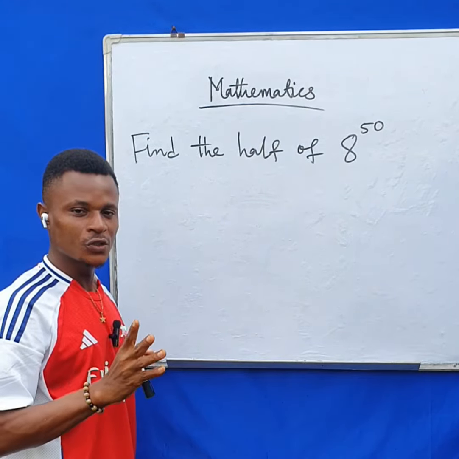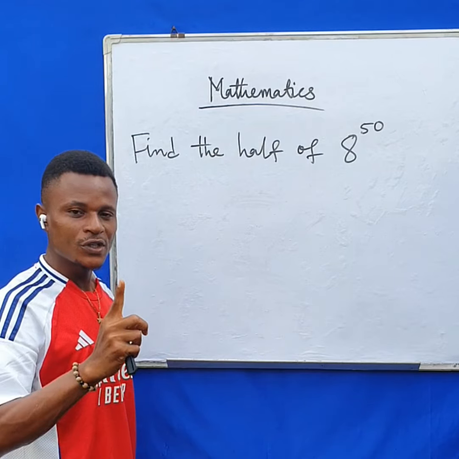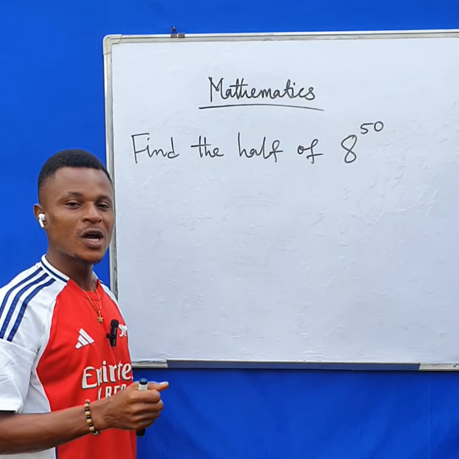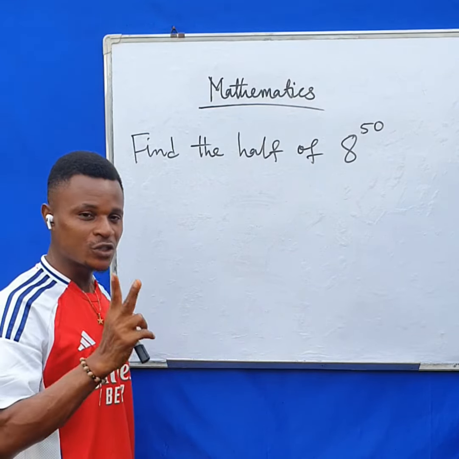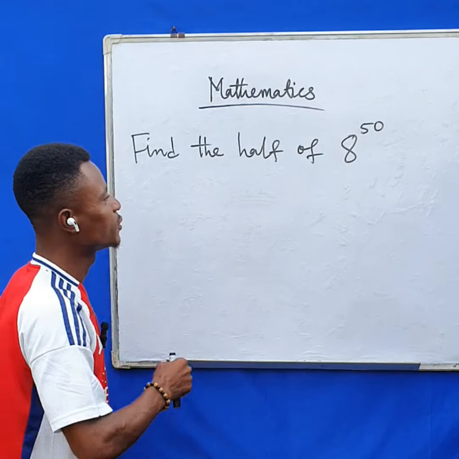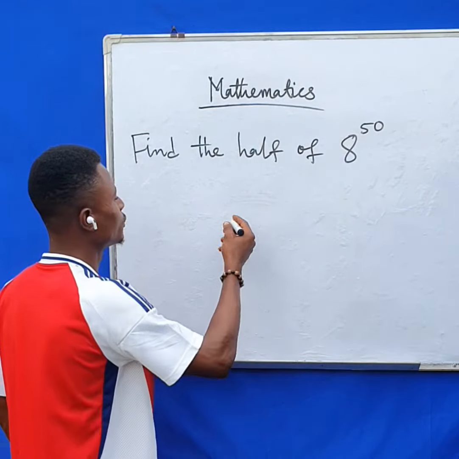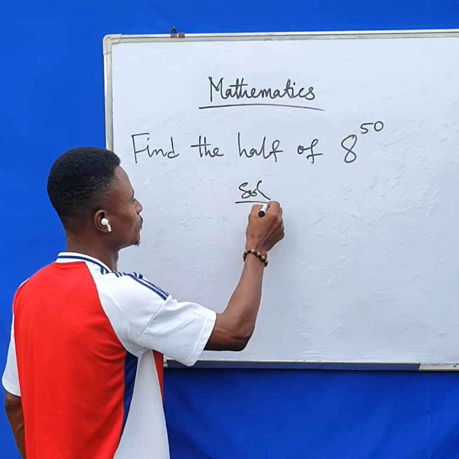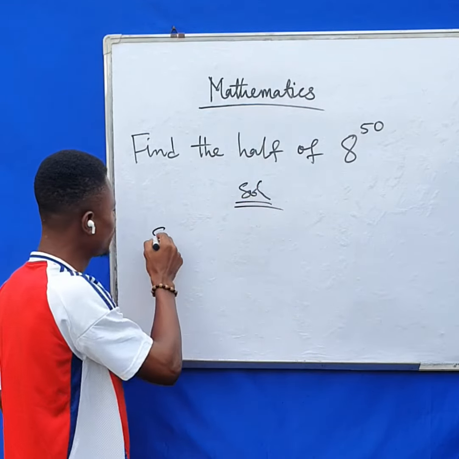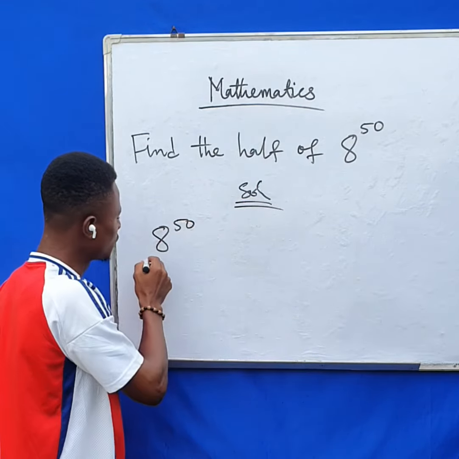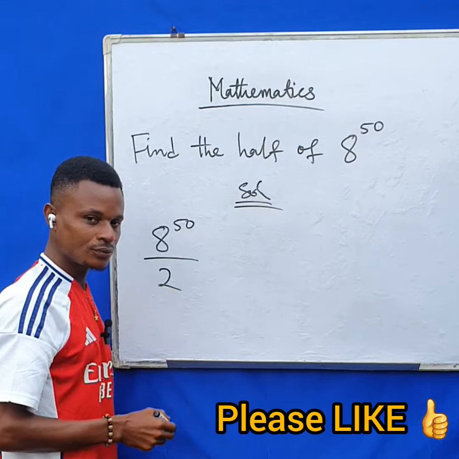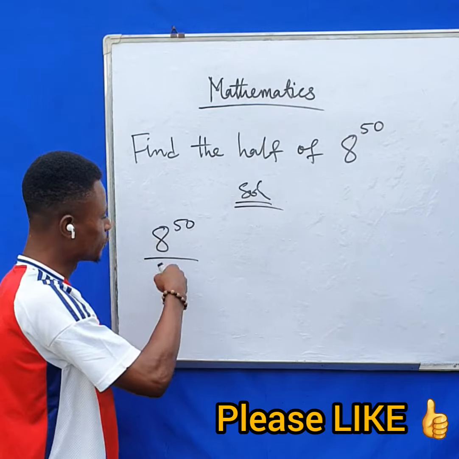If you want to solve this question correctly, first of all, you need to understand that to get half of anything, you have to divide it by 2. So the first thing to do is to divide this by 2. So this is the solution. We have 8 raised to the power of 50, then we're going to divide it by 2. Now, how do we proceed from here?